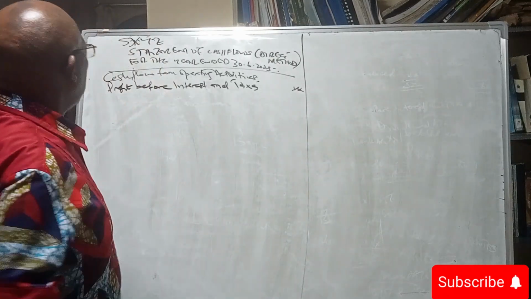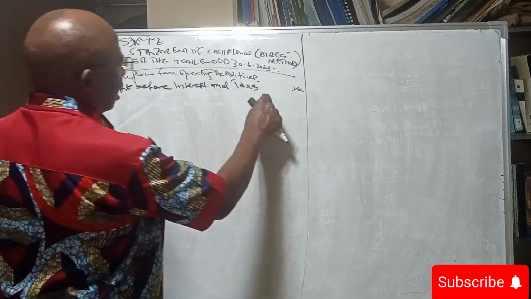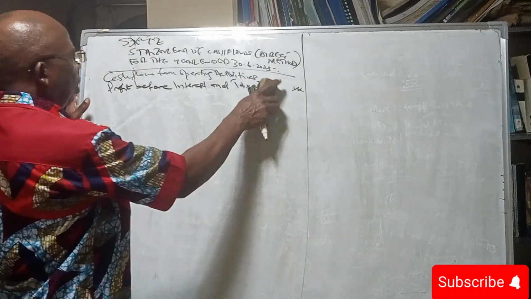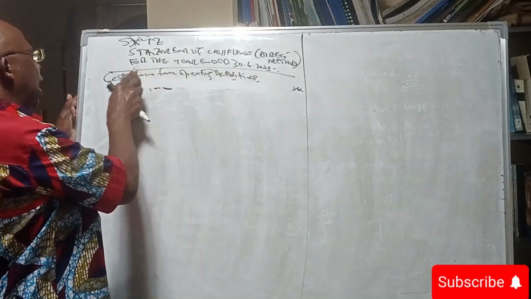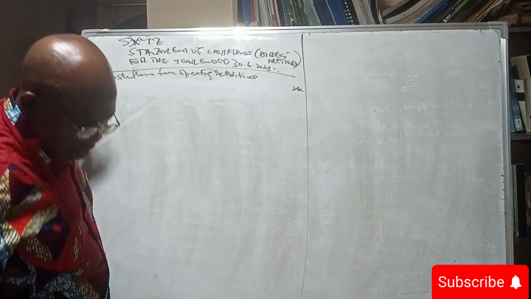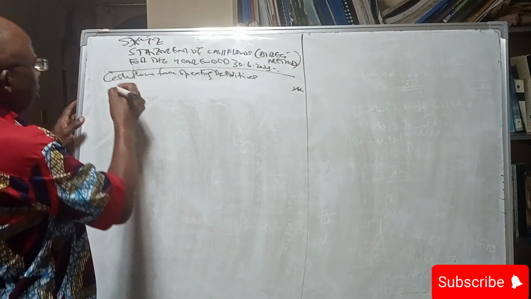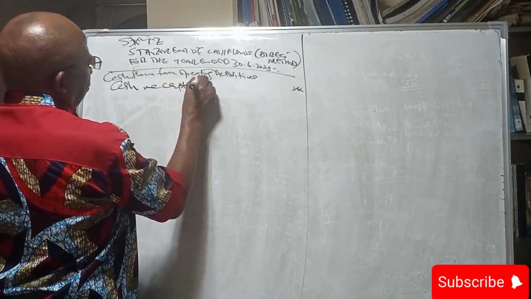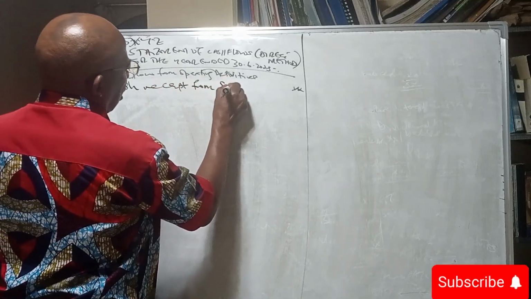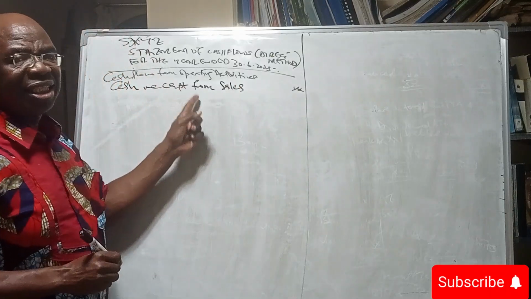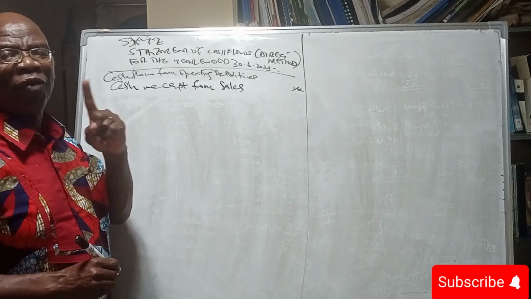Let's look at it. So we're saying profit before interest, and with the direct method, you don't do it that way. You get receipts from sales, cash receipt from sales. Please mark this. It is cash receipt from sales of inventory.